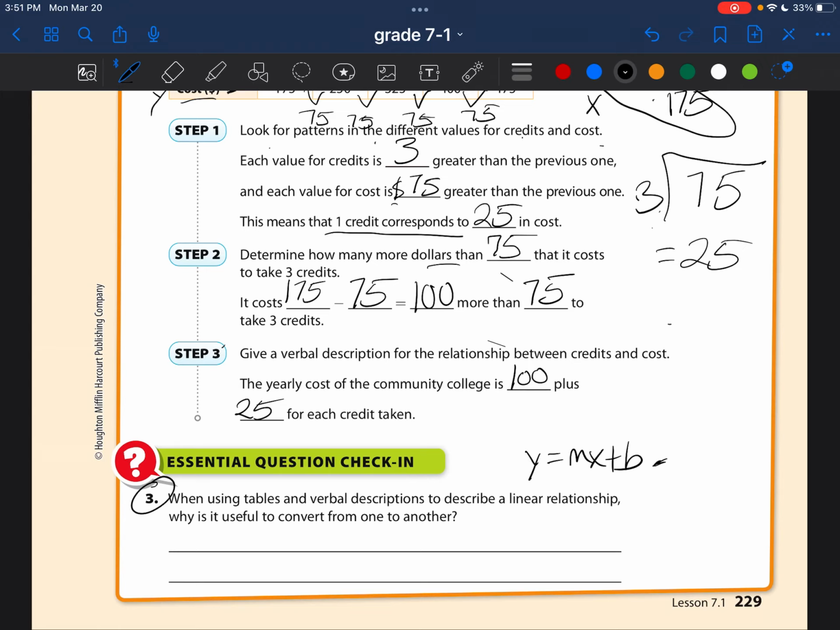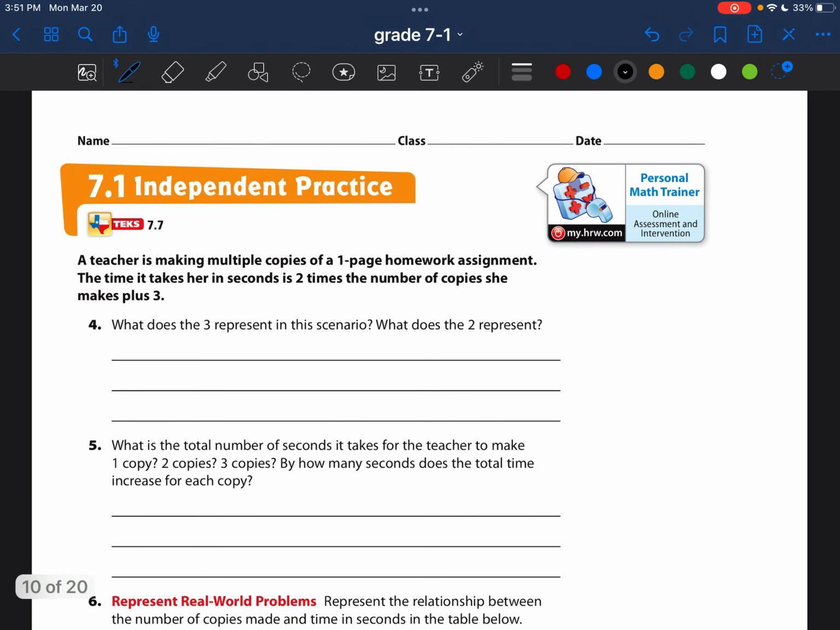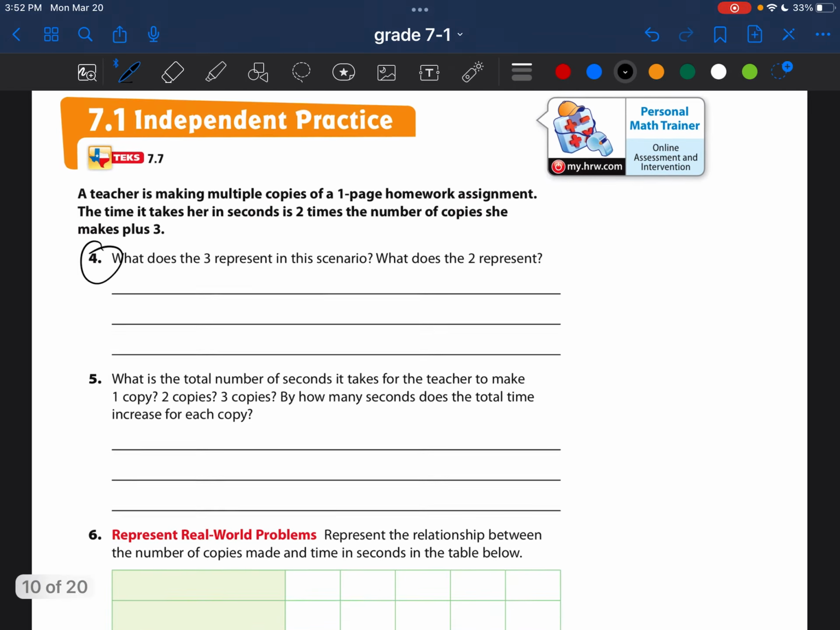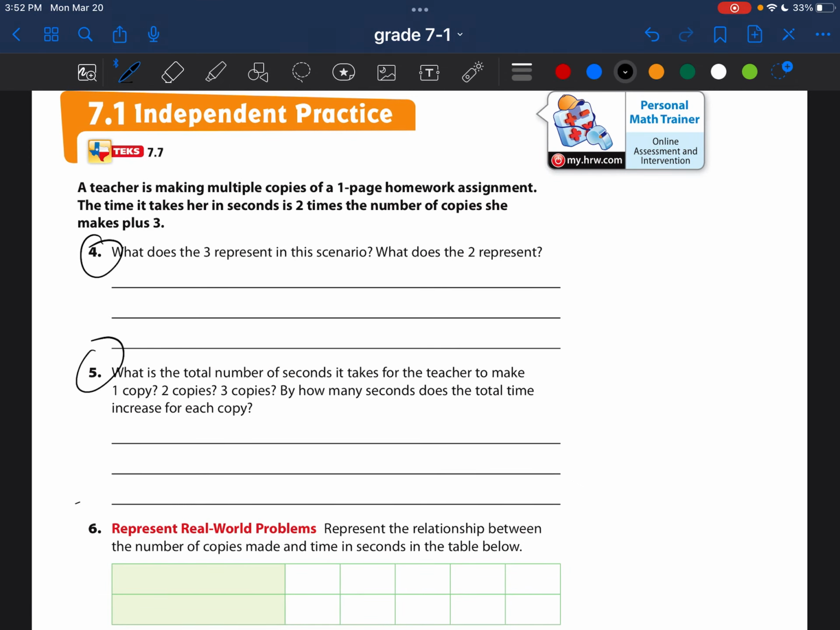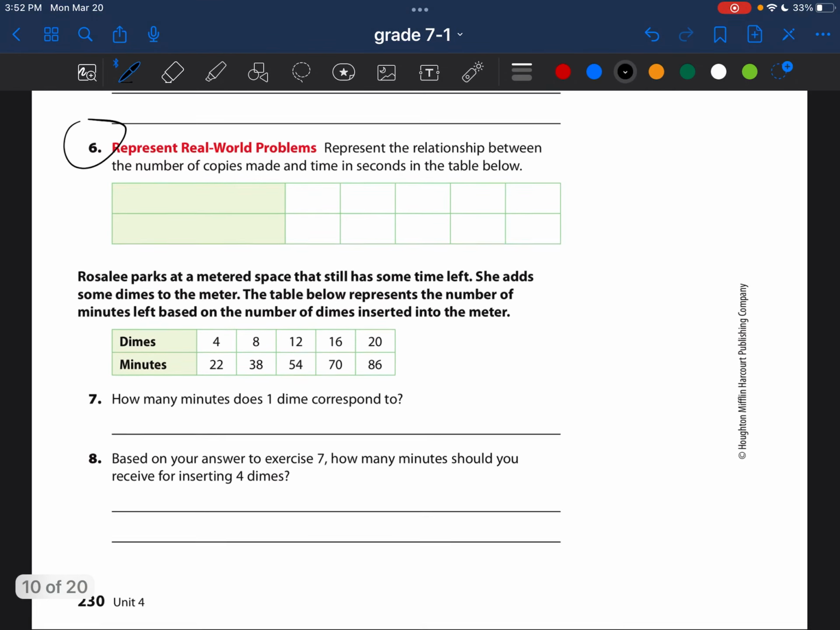Now let's go ahead and move on to your independent practice. Teacher, after I go over the independent practice, you can go ahead and pause this video to give them time to do this one. Then they'll continue on into 7.2 after this. So you guys will be in charge of numbers 4, 5, and 6.